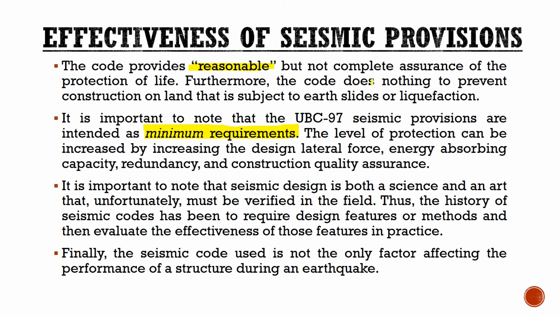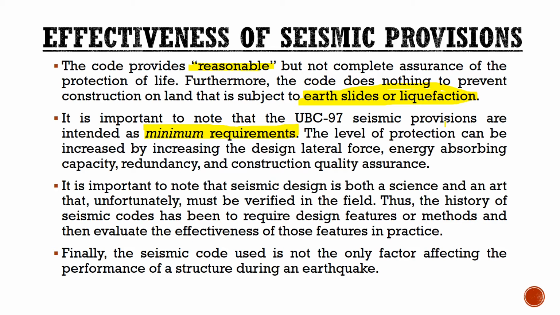Furthermore, the code does nothing to prevent construction on land that is subject to earth slides or liquefaction. So if the contractor and engineer know that earth slides or liquefaction are possible, then they can find ways to stabilize the building. Okay, so that is why they do not prevent it, because there are other engineering mitigations that are possible.